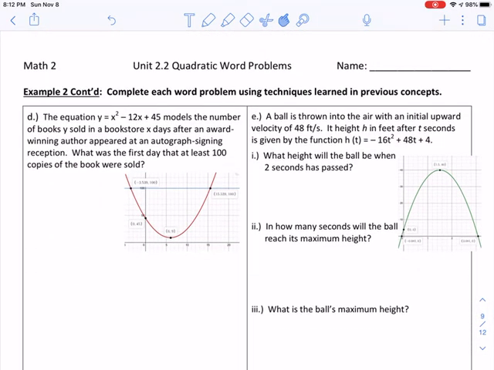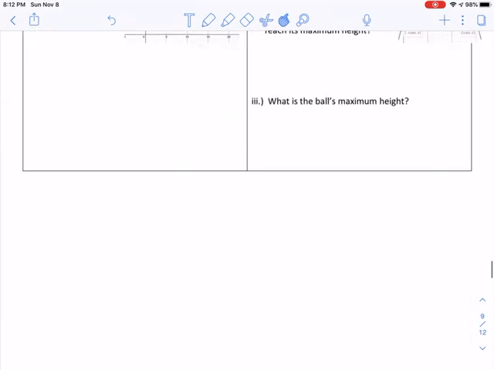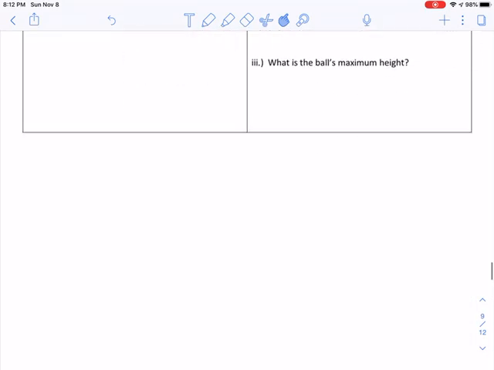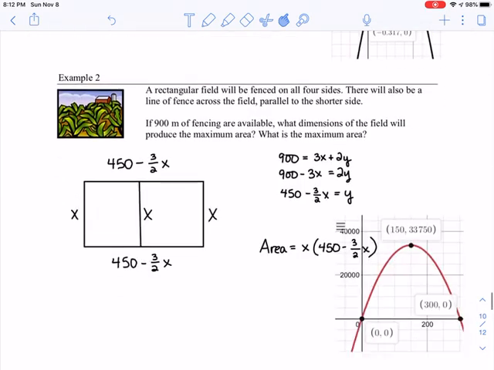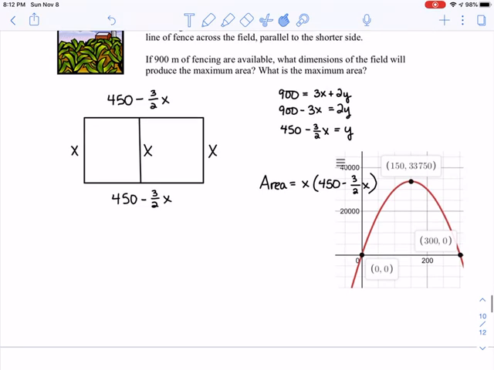All right, now we have a few more. The next one, and notice that I still have given you all of the graphs here. Let's jump down to this one. A rectangular field will be fenced on all 4 sides. There will also be a line of fence across the field parallel to the shorter side. I've given you the diagram already. I wrote the equations. I even gave you the graph. So if 900 meters of fencing are available, what dimensions of the field will produce a maximum area?